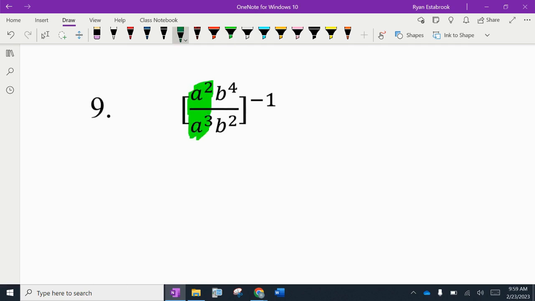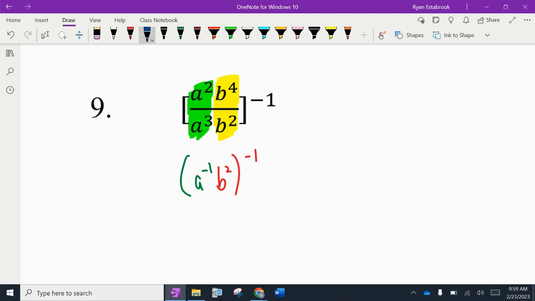These 2 have the same base. What are we supposed to do when we divide? Subtract. What's 2 minus 3? So a is to the -1. And then those b's both have the same base. 4 minus 2 is 2. So we simplified the inside. There's not as much stuff in there now. And this is being taken to the -1 power.